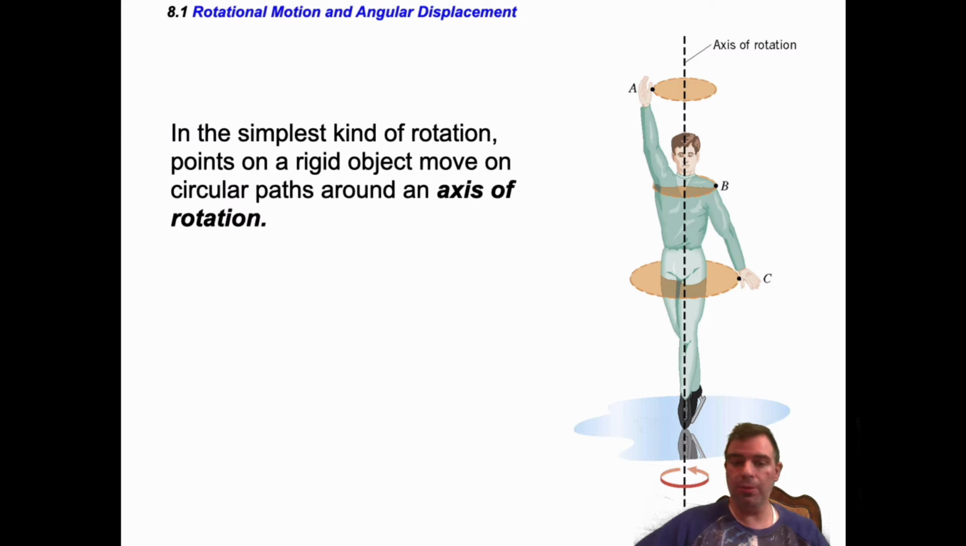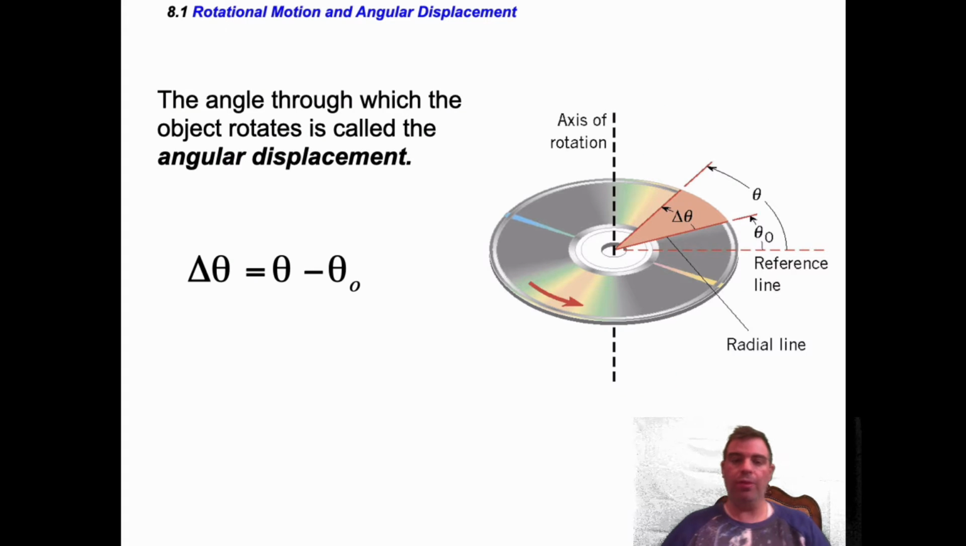So what is basically rotation? Rotation is simply defined as when a rigid object moves around on circular paths around an axis of rotation. In other words, it is basically spinning around, so the object is spinning around a central point, a central location. So the first thing you have to know is what is basically the angular displacement.